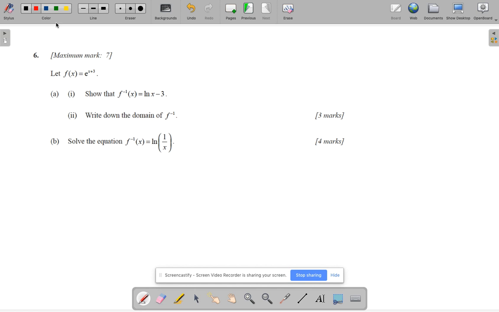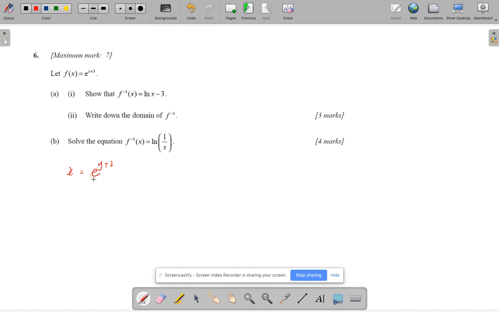Okay, so here's a functions question with e to the power of x plus 3. The first thing I'll do is find the inverse. The way I'm going to do this is instead of f(x), I'm going to write x, and we're going to write it equal to e to the power of y plus 3, where the x here I'm going to replace with a y. And I'm going to make y the subject of the equation. And then I've got the inverse.